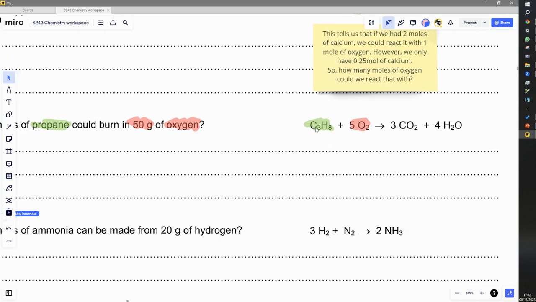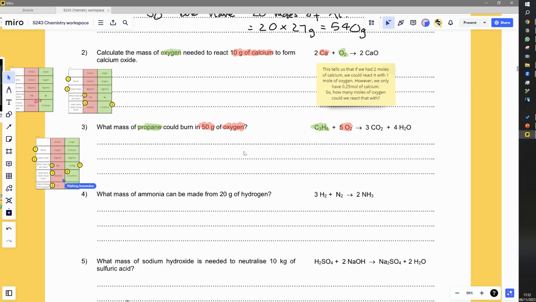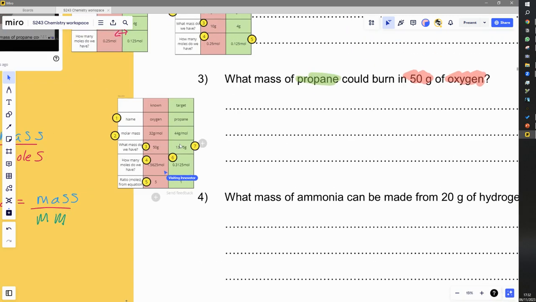C3H8: each carbon is 12, so we're going to do 12 times 3, and each hydrogen is 1, so we just add 1 times 8, or 8. We get up to 44. And 32 for oxygen, because it's O2, 16 times 2. That's step 2 done. What mass do we have? Well, we've been given 50 grams.